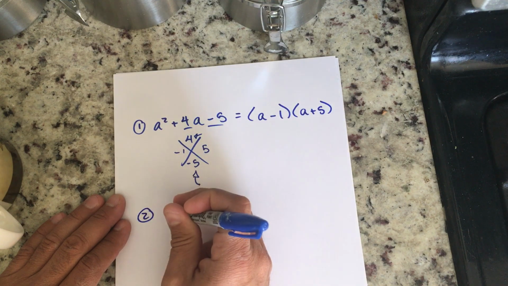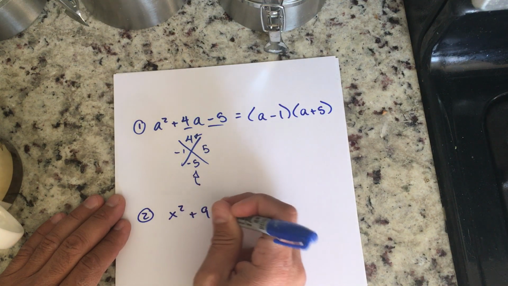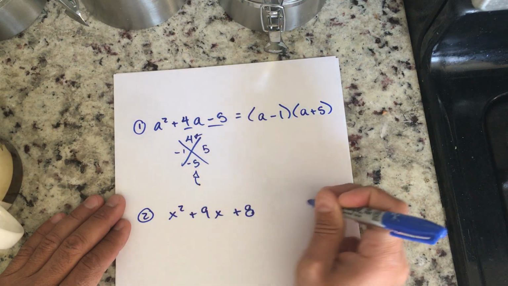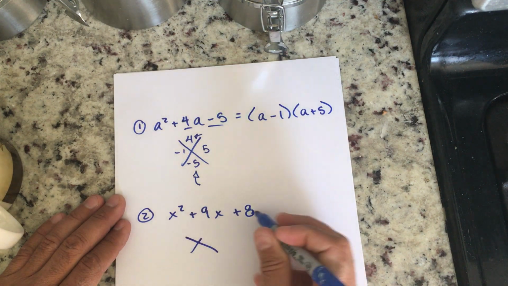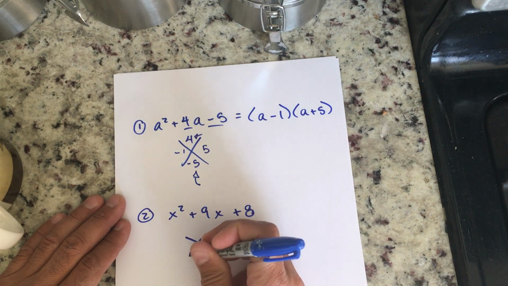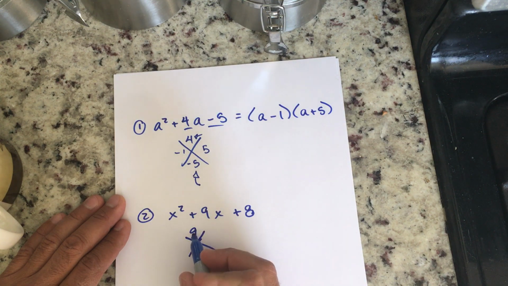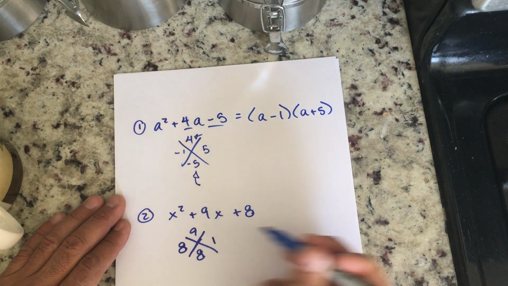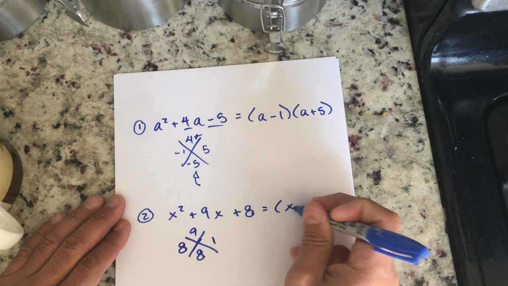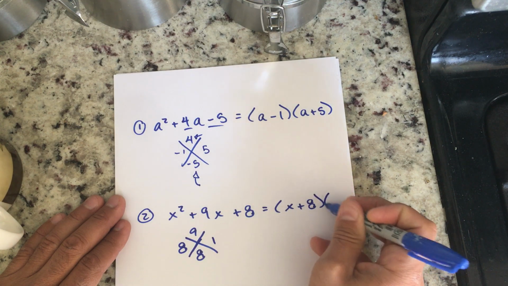Number 2, it tells me x squared plus 9x plus 8. I'm going to do the same thing. Last number down here, middle number up here. Two things that multiply to this and add to this are going to be 8 and 1. So it's going to be x plus 8, x plus 1.